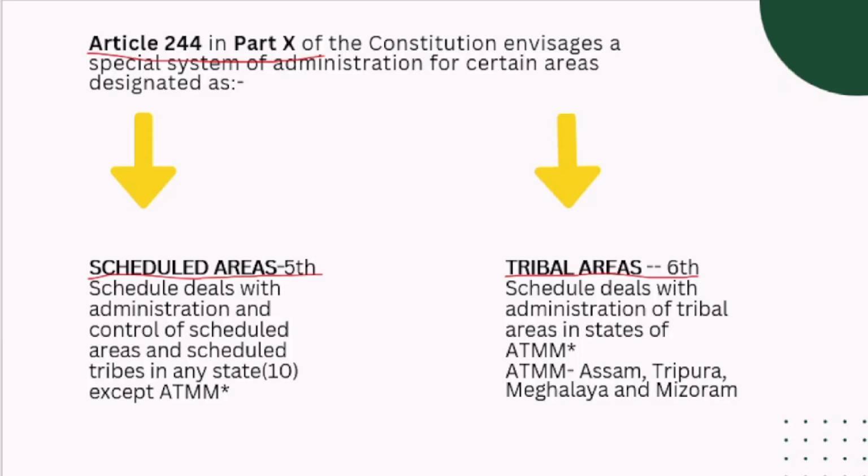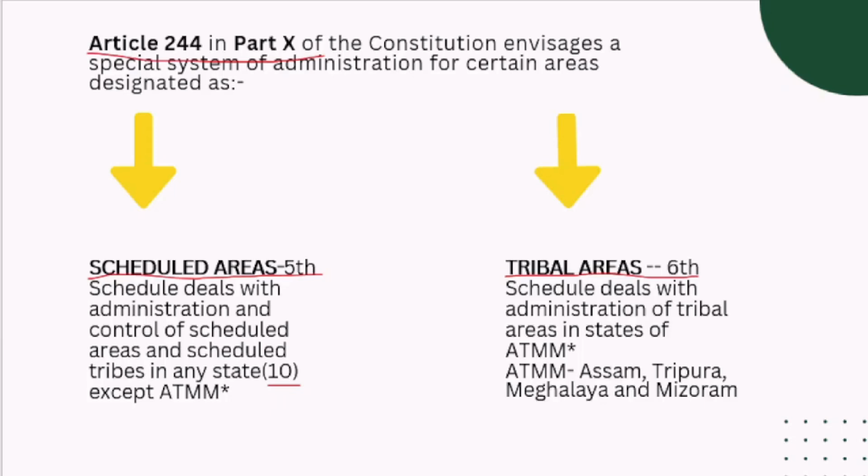Now the 5th Schedule applies to the regions where there is a significant tribal population, primarily in 10 states. What are the 10 states? We will be discussing that further on the upcoming slides. The governments of these states are designated to protect the tribal culture and identity while providing them better access to resources and governance.